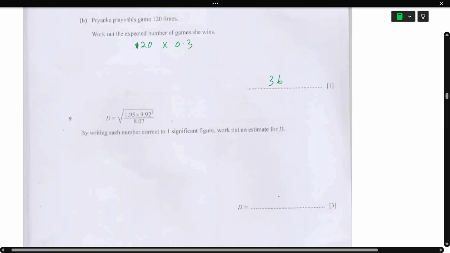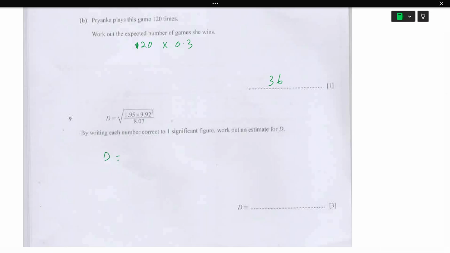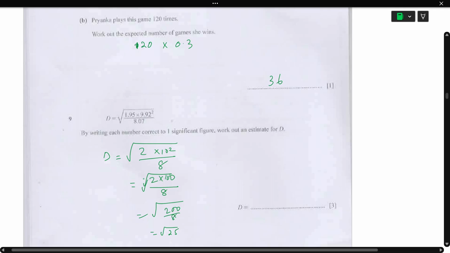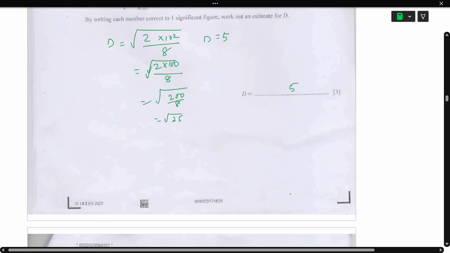Next question: by writing each number correct to one significant figure, work out the estimate value of d. So d equals, everything we need to round to one significant figure, which is 2 times 10 squared over 8, which is 2 times 100 over 8. So the square root, which is 2 times 200 over 8, which is 25. So d equals 5 is the answer. So the answer is 5. Next.